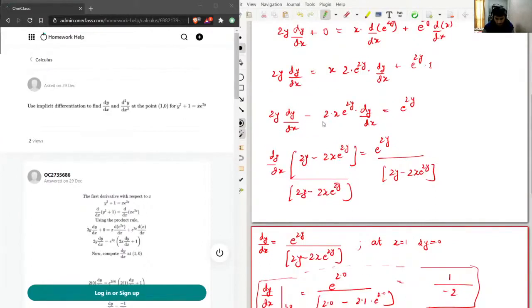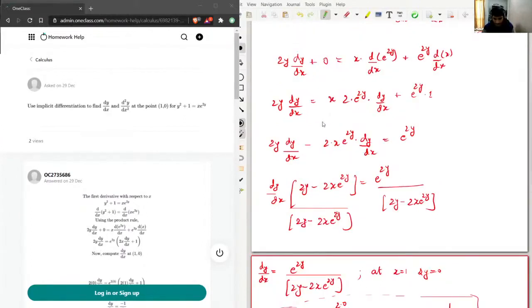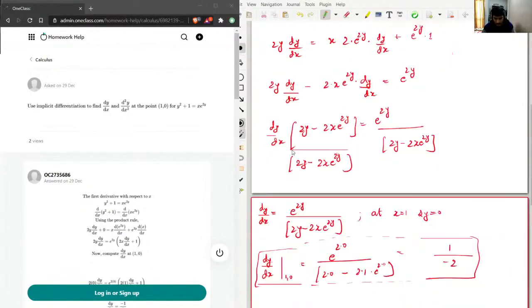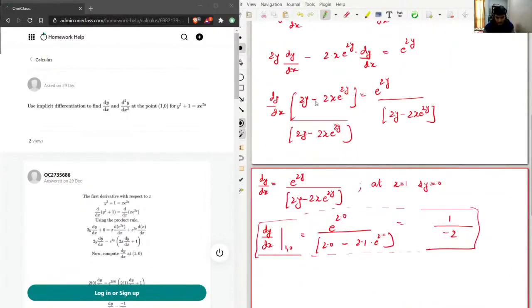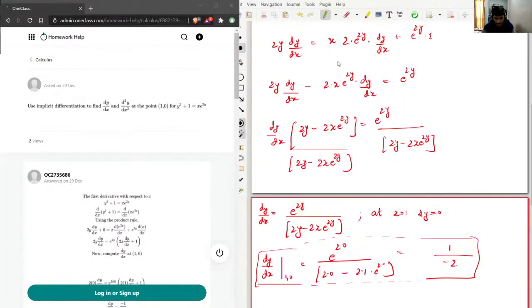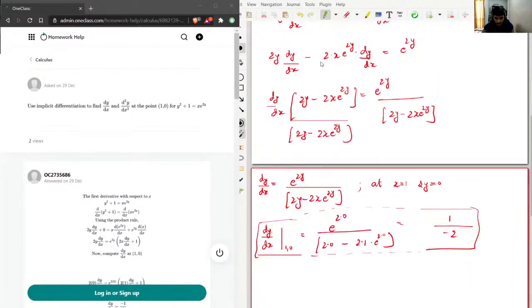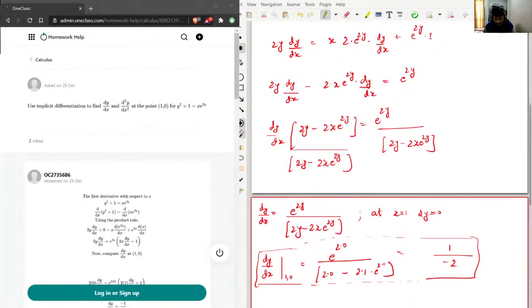I guess we'll continue with this one. Okay, let's just do one thing. We'll continue with this one. So this is 2y dy by dx. I'll just take a shortcut. Just a minute, I'm just copying this equation.